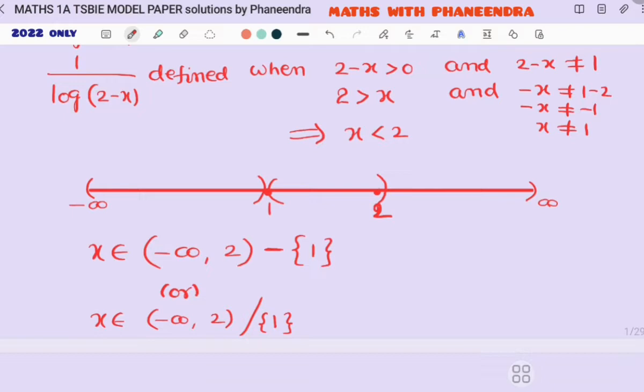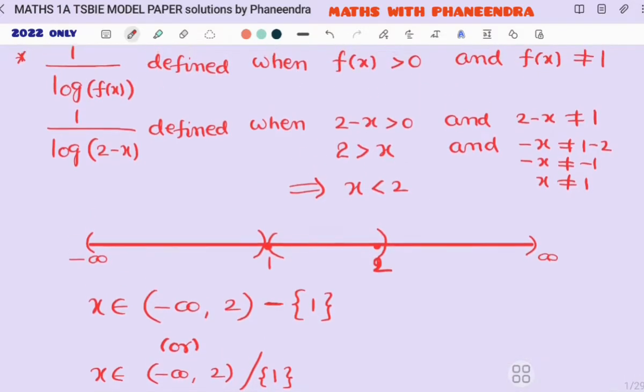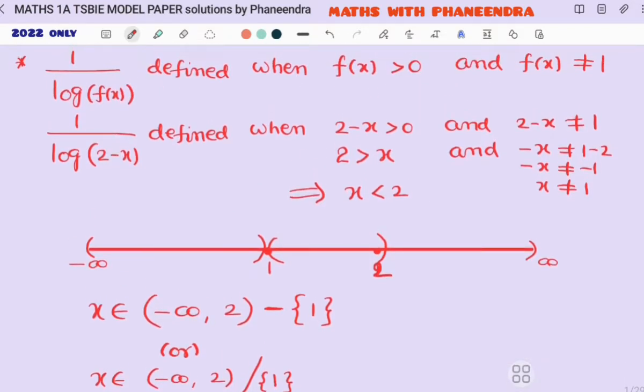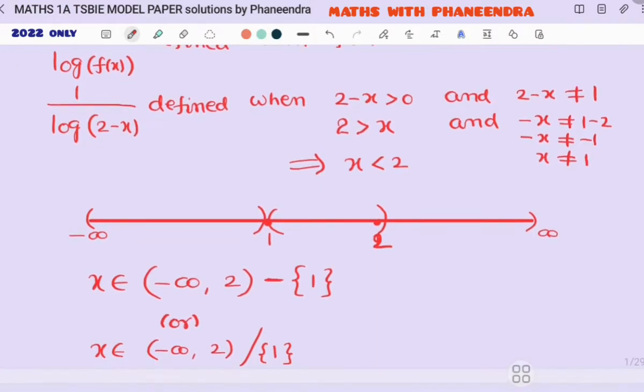I hope you understand, dear students. This is the way you can give the answer. Keep in mind, whatever the procedure is, 1 by log f of x is defined only when f of x is greater than 0 and f of x should not be equal to 1. Based on that, we'll move to question number 3.